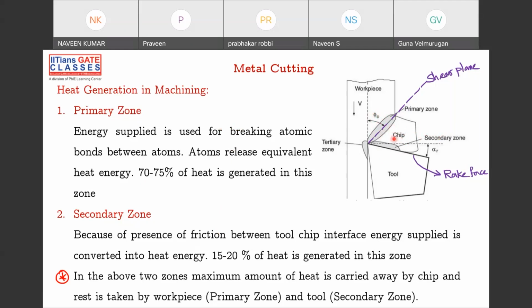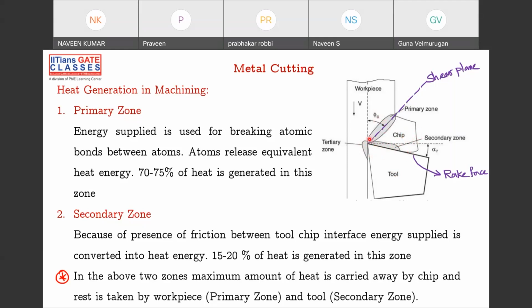In the secondary zone, if the tool is absorbing the heat, the tool might wear off easily, or get damaged very easily. Of course, it will cost you, and secondly the machine will not perform well, right? So because of that, this is good. I'm saying that the chip is taking the maximum amount of heat from these two zones when machining is occurring.